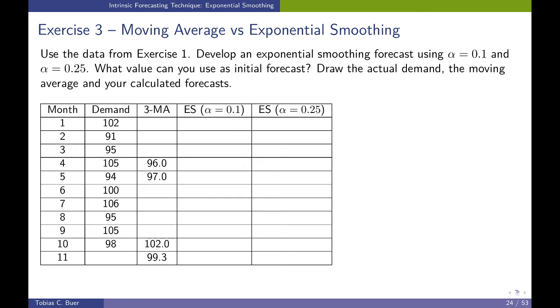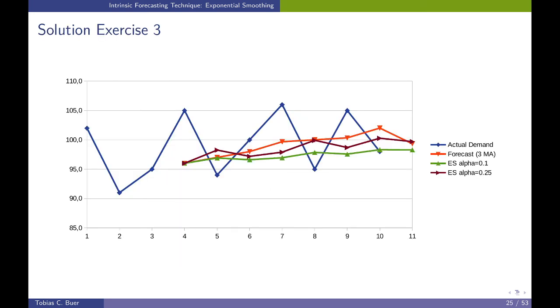the 3 different forecasts. And what you can see here, the actual demand has been drawn in blue. The red-orange one is the 3 months moving average, and we have the exponential smoothing for alpha of 10% and alpha of 25%, and how they react to the forecast and the actual data, of course.